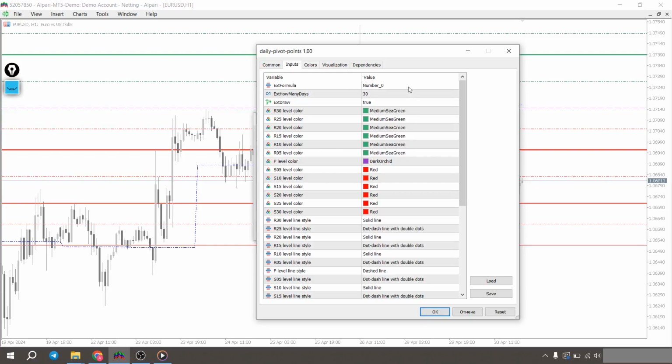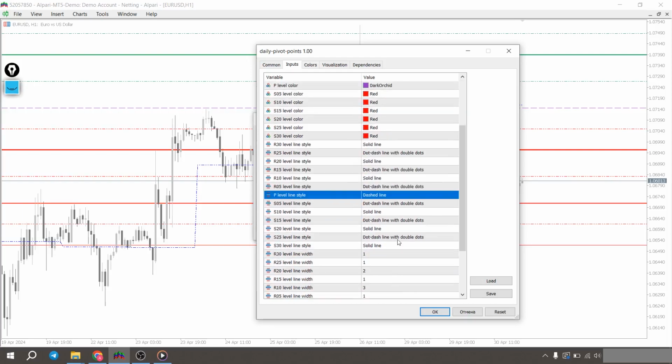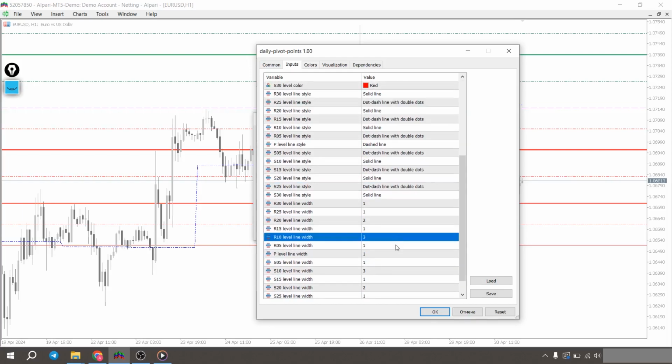Pivot calculation. Formula and number of days used. Drawing. Enables or disables pivot point drawing. Colors. Sets colors for pivot, support, and resistance levels. Line styles. Sets line styles for pivot, support, and resistance levels. Line widths. Sets line widths for pivot, support, and resistance levels.